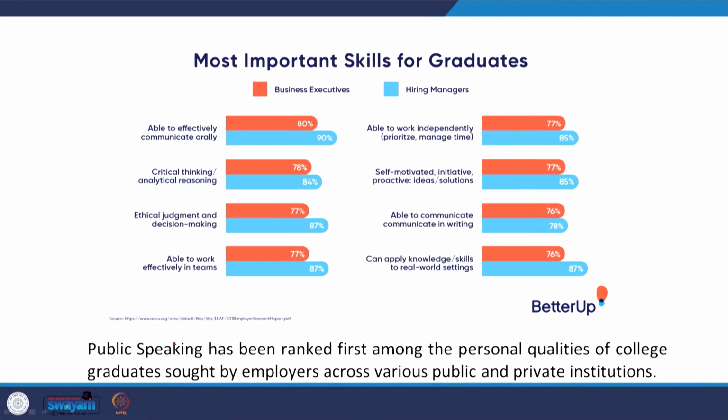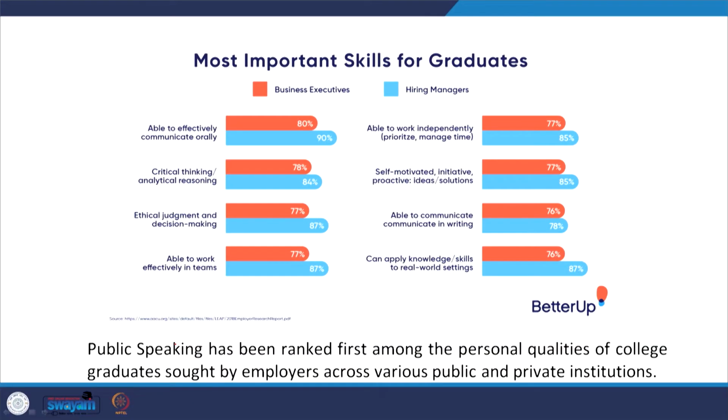Now here is a survey where you can find how this skill is most important for all sorts of people, and especially this is regarding graduates, fine. So you will find how the business executives who were hired, and what were the qualities: able to effectively communicate, able to think critically, able to make ethical judgments, able to work in teams.